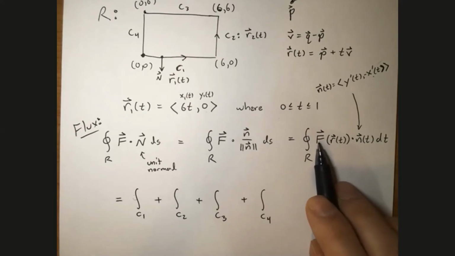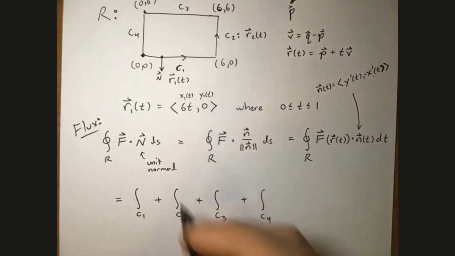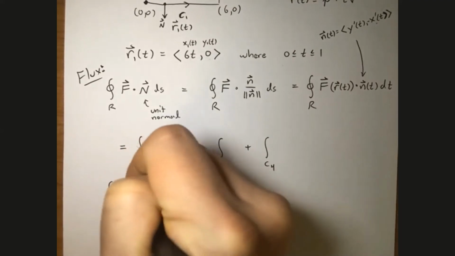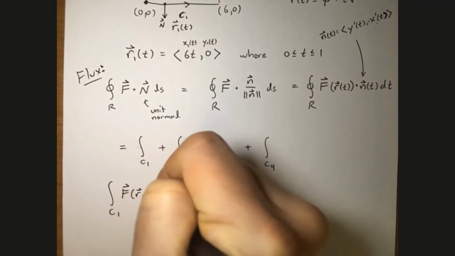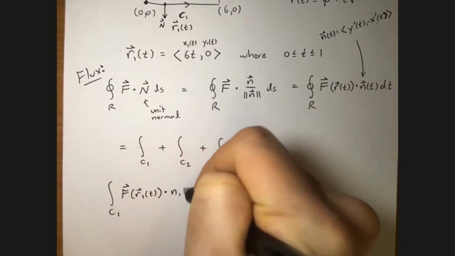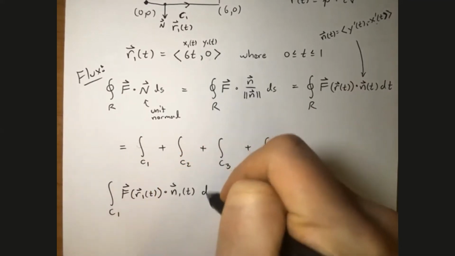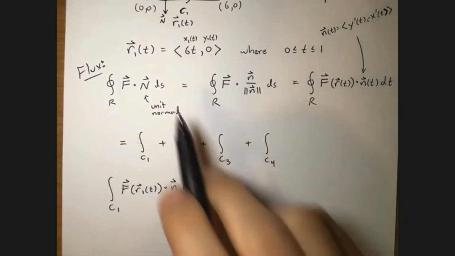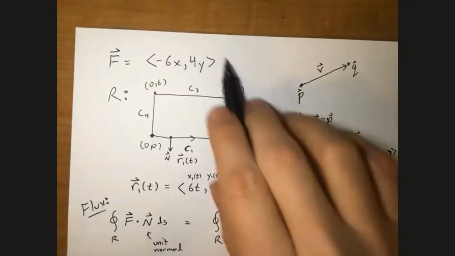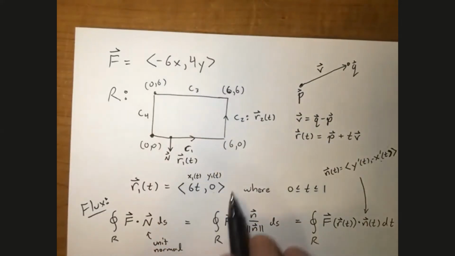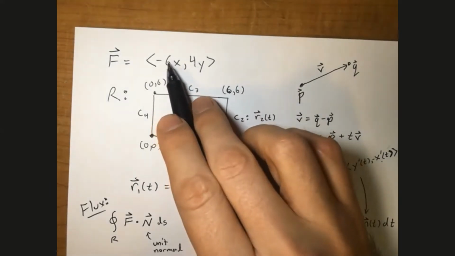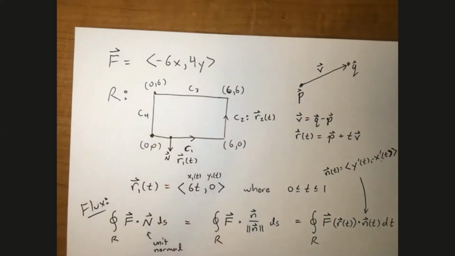So we need to compute f of r of t for C1. Okay, so let me just write that down, what we're doing here. Okay, f of R1. Well, our vector field is this, and I'm plugging in this. So the x is right here. So this is going to be minus 6 times 6t. So it's going to be minus 36t.